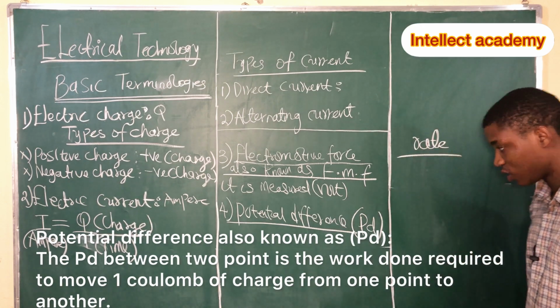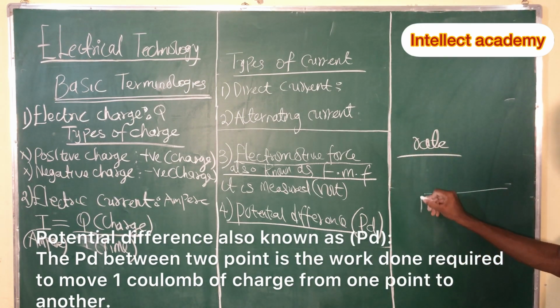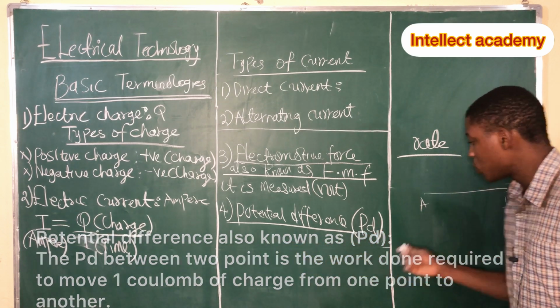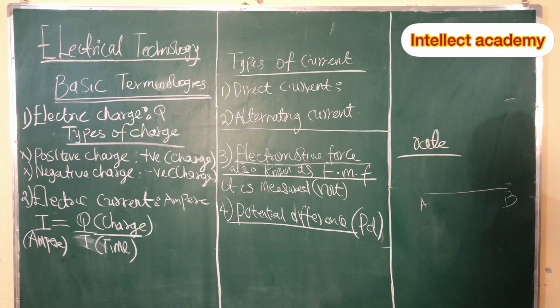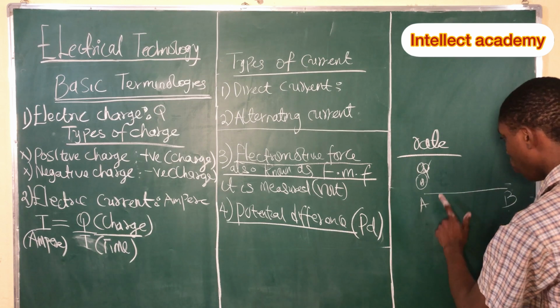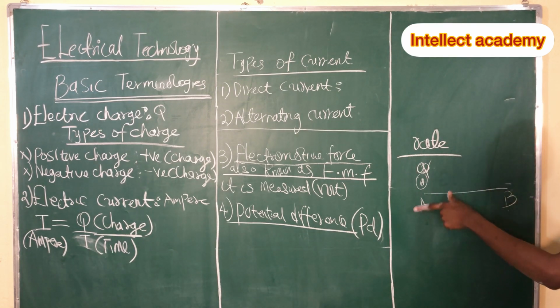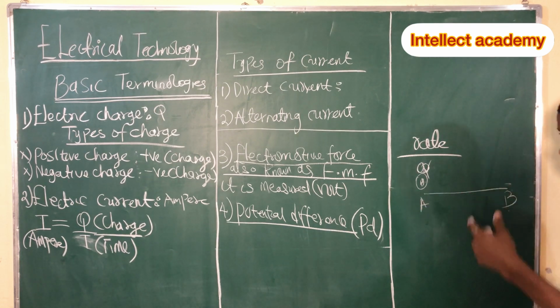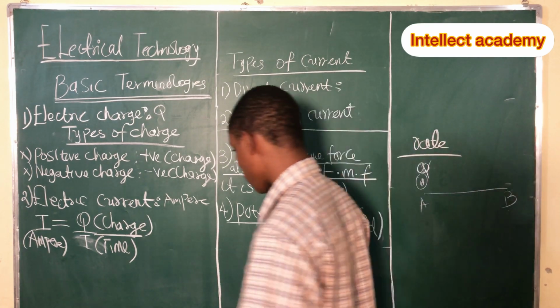Now, let me illustrate this. This is point A, this is point B. The potential difference between these 2 points is the work it will take to move a charge, which is Q, let's use capital letter Q, from point A to point B. That is what the potential difference is.